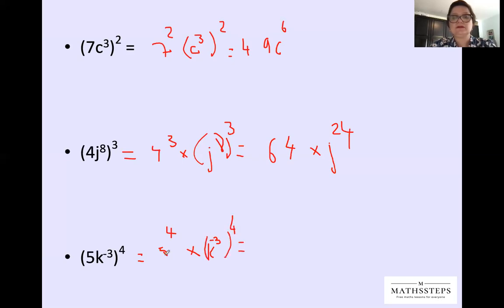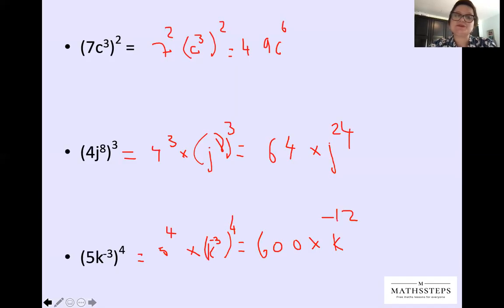Okay, 5 to the power of 4. 5 times 4 is 20, 125 times 4 is going to be 625, times, now minus 3 times 4 is minus 12, times k to the power of minus 12, just like that.